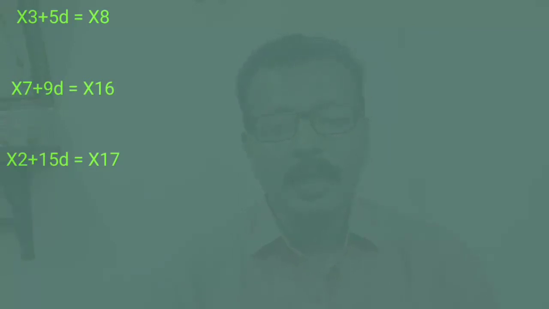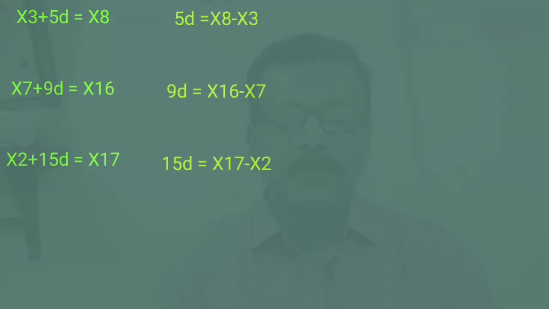In the first class we learned how to find a term from the first term. Now look here, it is x3 plus 5d, we know it is x8. x7 plus 9d is x16. x2 plus 15d is equal to x17. Now from that, in the first equation, 5d is equal to x8 minus x3. In the second one, 9d is equal to x16 minus x7. 15d is equal to x17 minus x2.